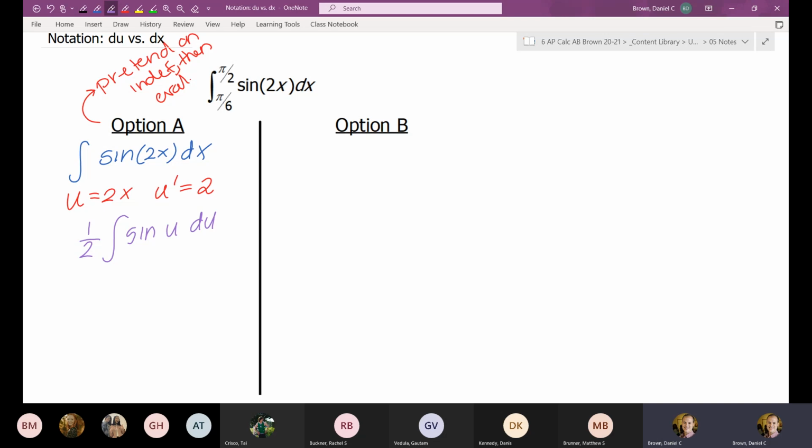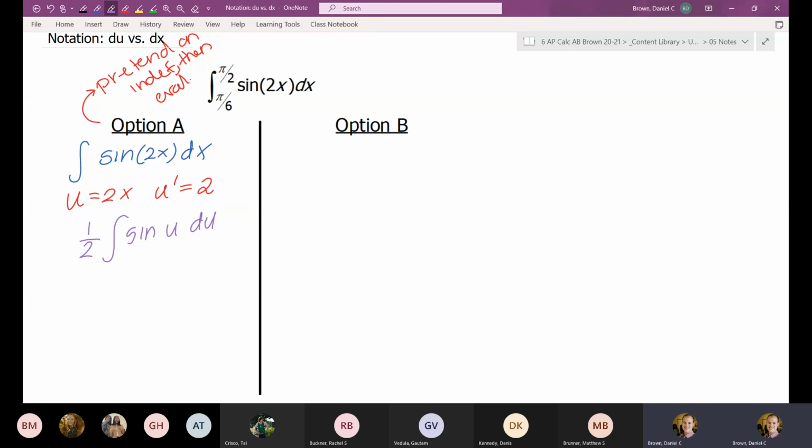So again, if I'm doing this definite integral, to make sure I don't show any errors in notation, I'm going to pretend that this is an indefinite one. Find the antiderivative, then plug in the top number minus the bottom number. u is equal to 2x, so u prime is 2.